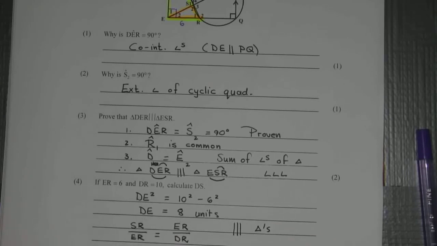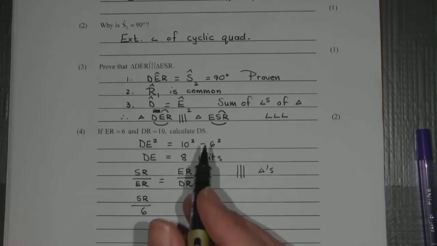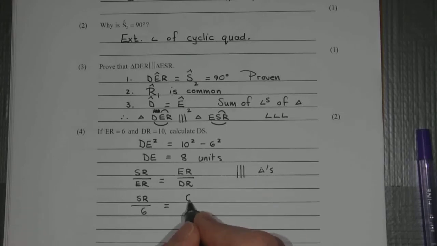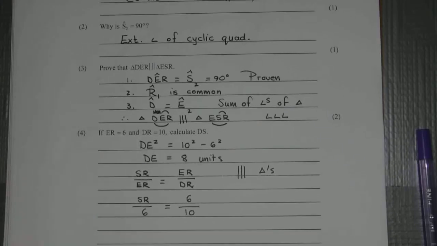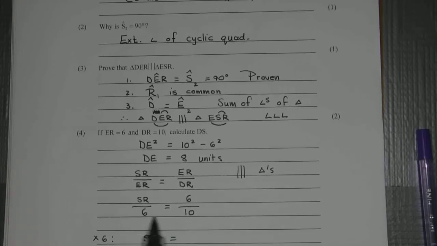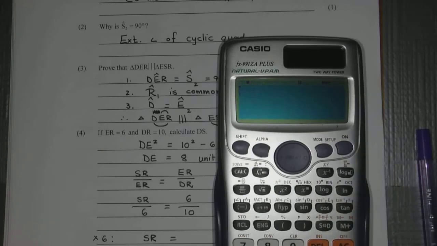So SR is what we want to calculate. We've got ER, it's equal to 6. ER is still equal to 6. DR is equal to 10. So actually, that was unnecessary work. We actually didn't need it. Okay. So I can multiply both sides by 6. And if I multiply both sides by 6, I say 6 over 10 times 6 is going to be equal to 36 over 10, which is, I think, 18 over 5, if I'm not mistaken. Let's just double check. 18 over 5.